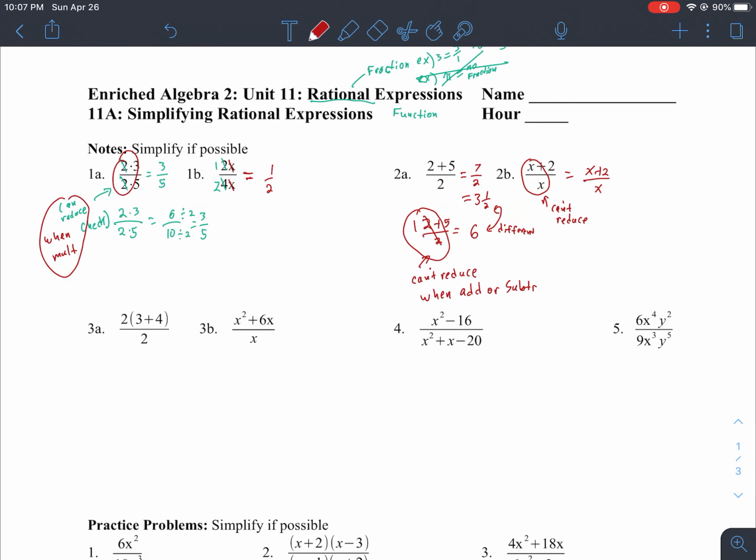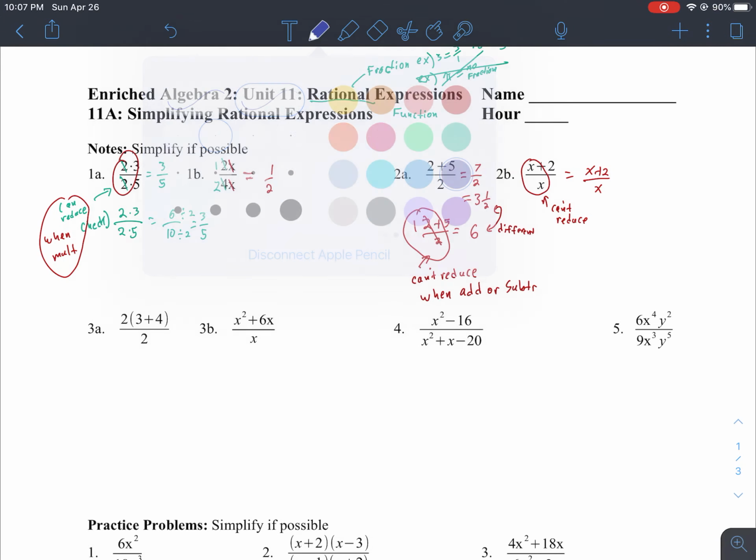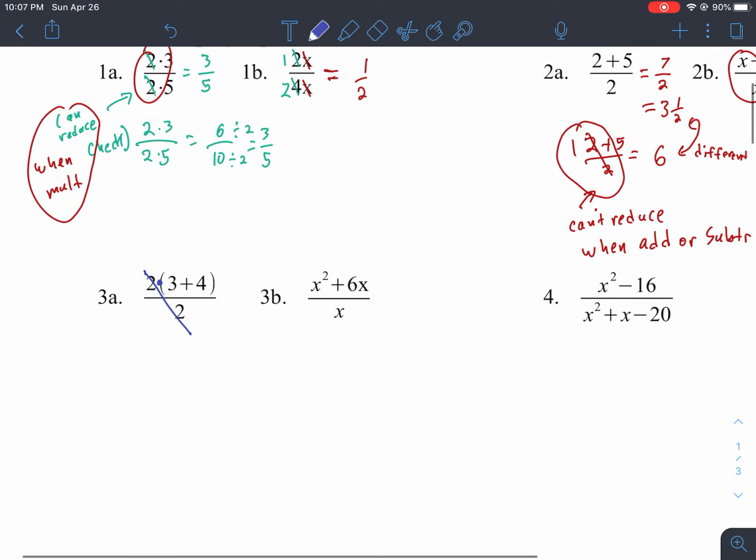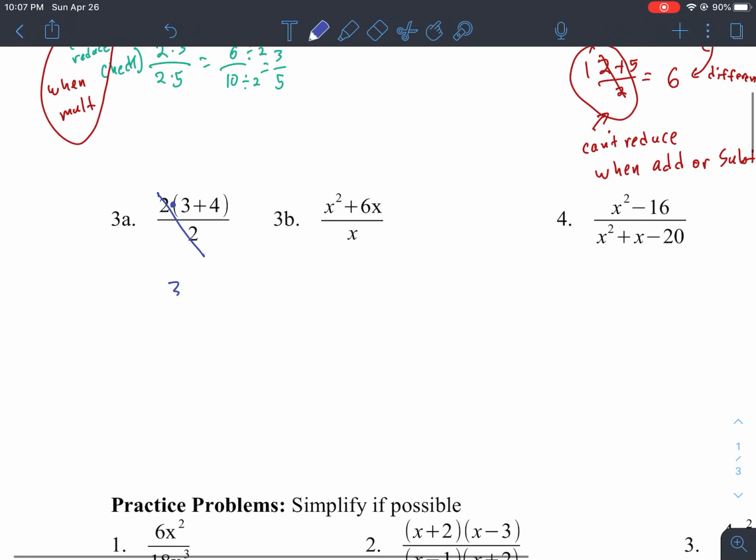So let's give this bad boy a shot here. Okay. So can you reduce this 4 and the 2? No, because of the addition. Whenever there's an addition, you can't reduce it. What about this 2 and the 2? You can reduce it because there's multiplication. So you're left with 3 plus 4, which is 7. Here, can you reduce those? No, because of the addition. So let's give up and say we can't reduce it.